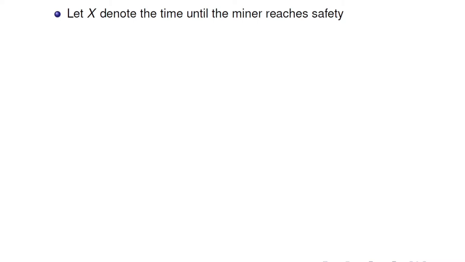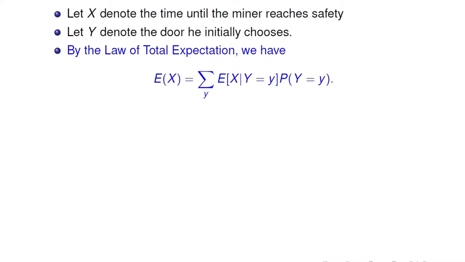Now let's see how we solve this problem. Let X denote the time until the miner reaches safety. Let Y denote the door he initially chooses. By the law of total expectation, we have the expected value of X equals a summation over y of the conditional expectation times the probability that Y equals lowercase y.